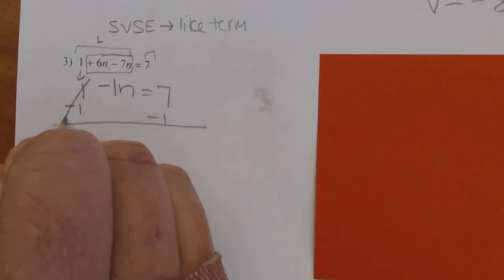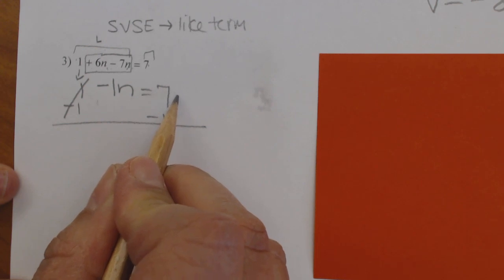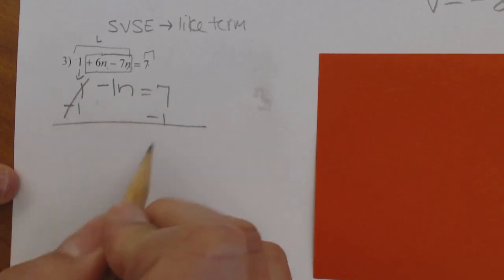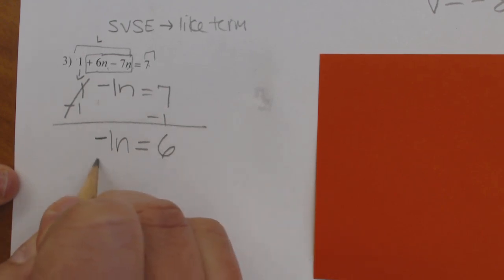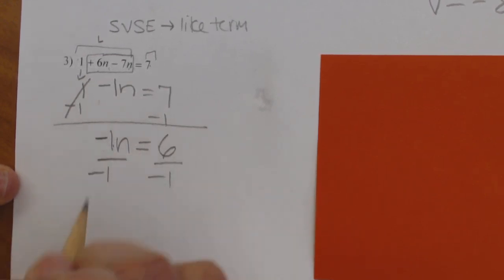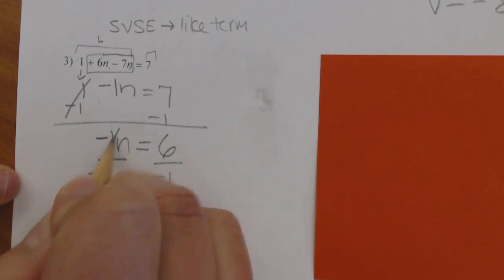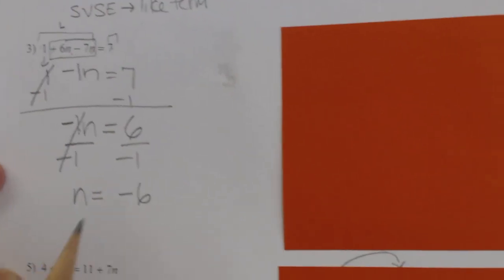I'm going to undo it. I'm not doing the n term because there's no 7 with an n over here. So undo my 1. Negative 1n equals 6. Then I'm going to undo my negative 1 by division. Since it's linked to the n by multiplication, I'm going to divide it. So n equals negative 6.